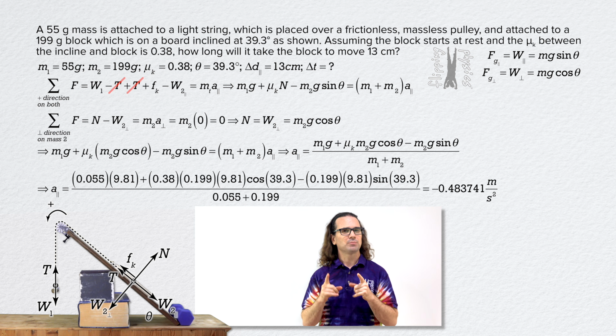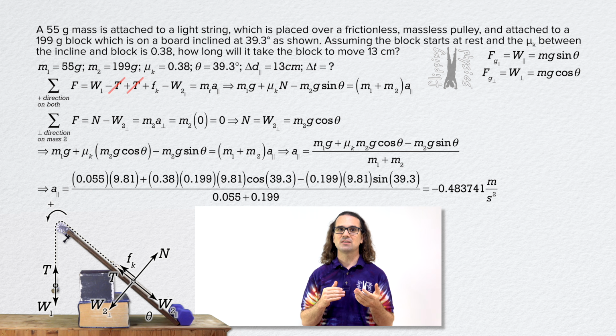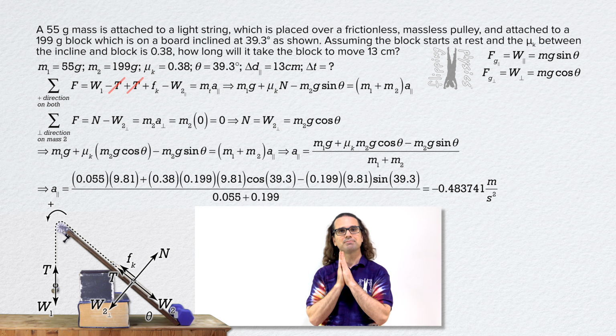Correct. Now, just to make sure y'all fully understand this, Bobby, please explain what it means that the acceleration of the system is negative in this example. It just means the acceleration of the system is opposite the direction we picked as positive and identified in our drawing. In other words, mass 1 is accelerating upward and mass 2 is accelerating down the incline. That's all it means. Correct, Bobby.